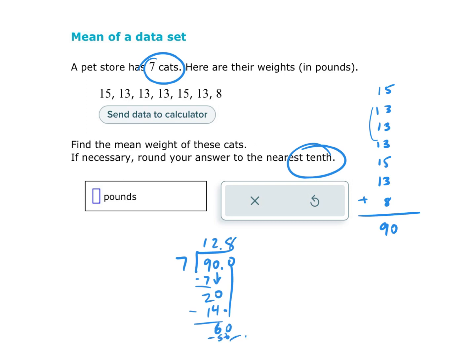I'm running out of room here. 7 goes into 40 5 times. And I don't need to keep going even though there is a remainder there. This 5 right here will bump up the tenths place, the 8 up to the next tenth. So our answer will be 12.9 or 12 9/10 pounds.